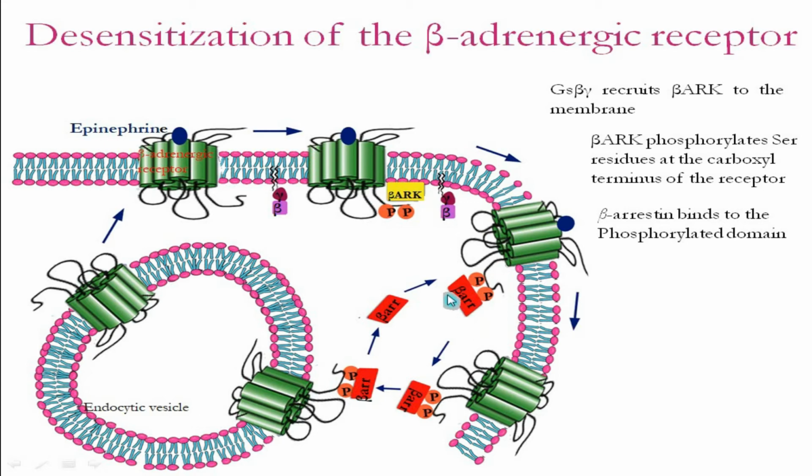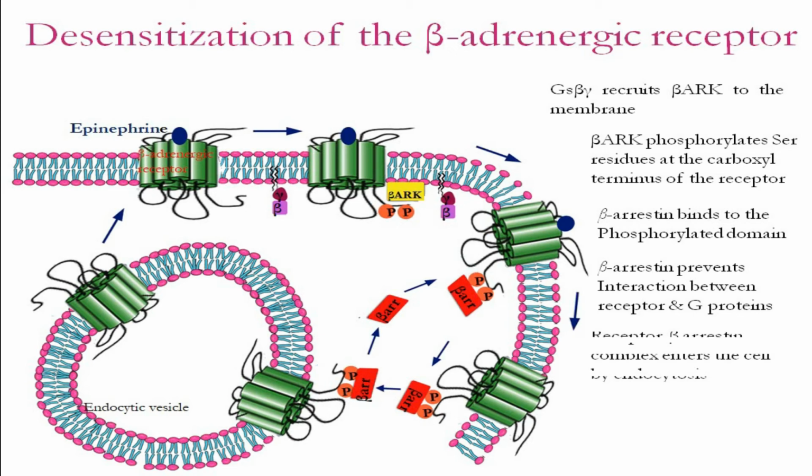And what is the function of beta-arrestin? This beta-arrestin prevents interaction between receptor and G protein. So there won't be any interaction between this beta-adrenergic receptor and G protein. Okay, and one more function. The receptor from plasma membrane is removed by endocytosis to form a small intracellular vesicle. You can see a small intracellular vesicle. It is known as endocytic vesicle. The receptor in the plasma membrane is removed by endocytosis to form endocytic vesicle.